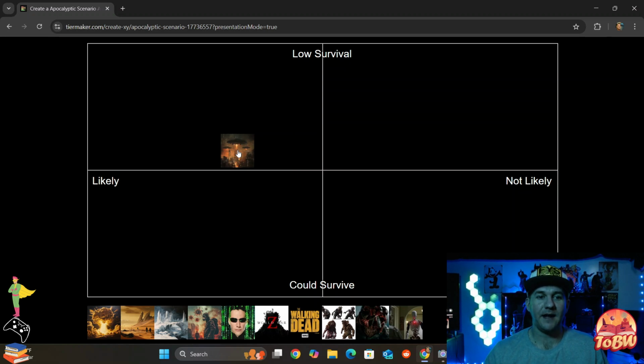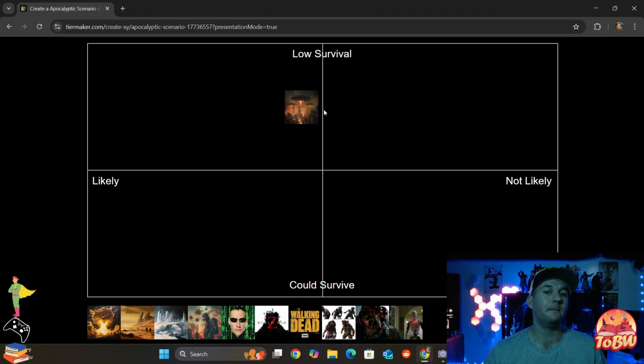So I'm going to put all the scenarios into one for this instead of breaking them apart, or else we'd have like 15 different tiers on this. So, alien invasion, I'm actually going to put it for low survival, and I'm going to put it on the side of likely. Not extremely likely, but likely.